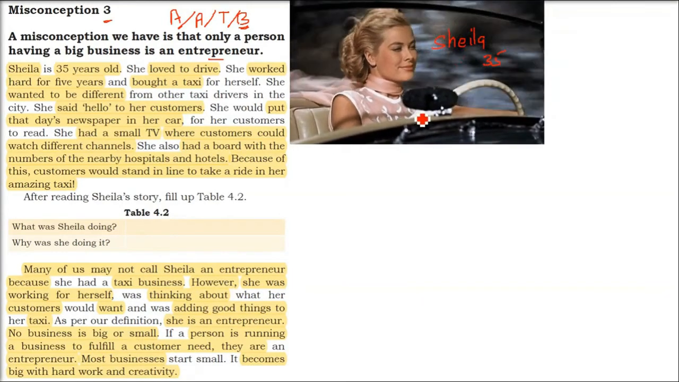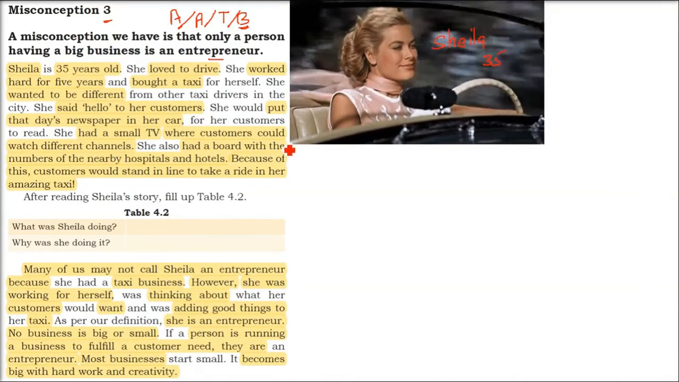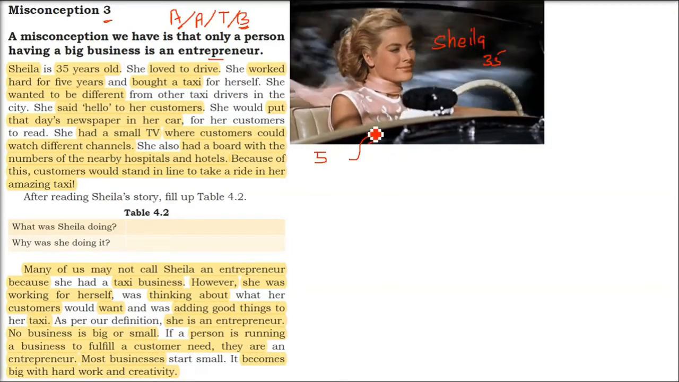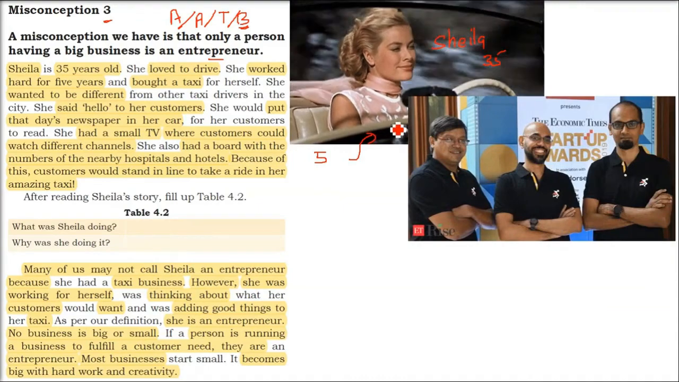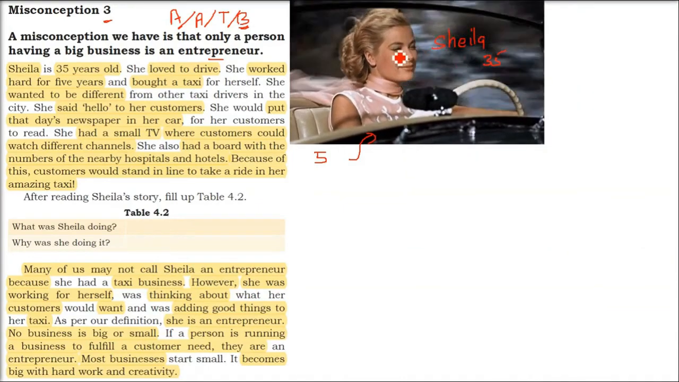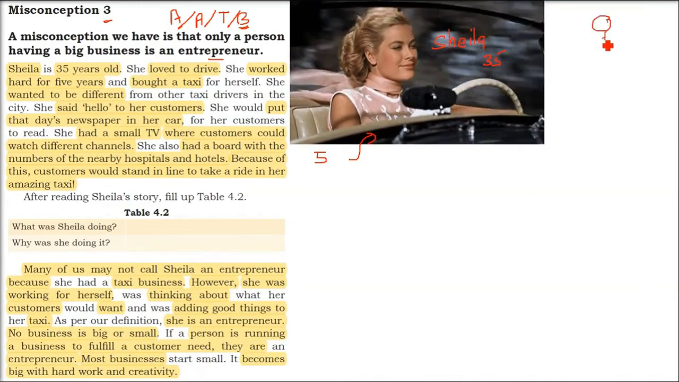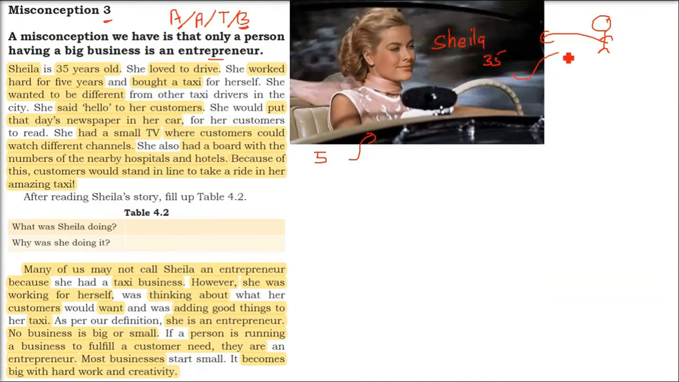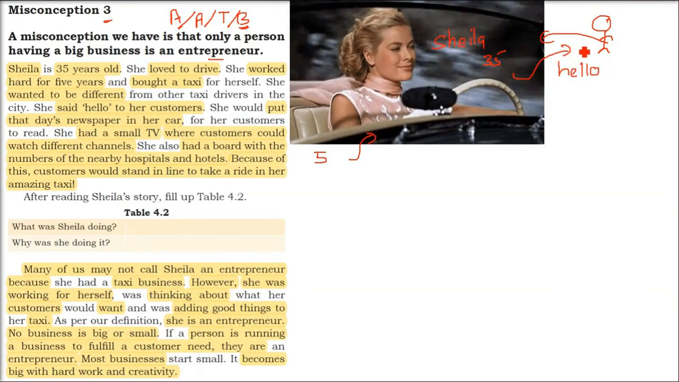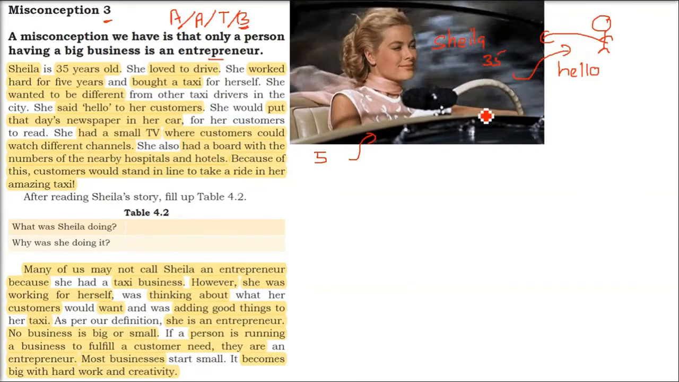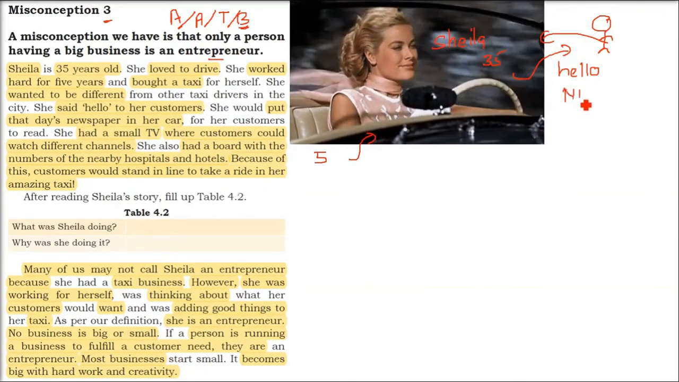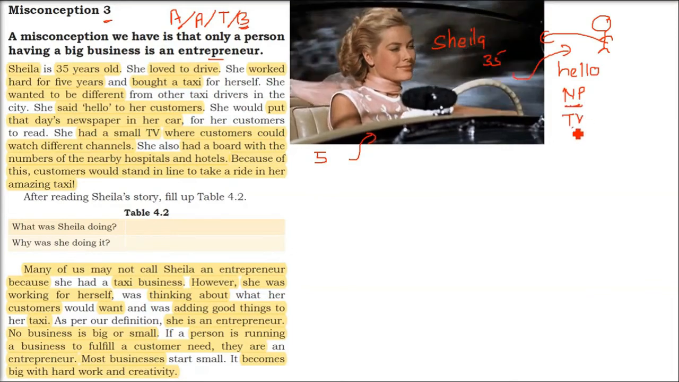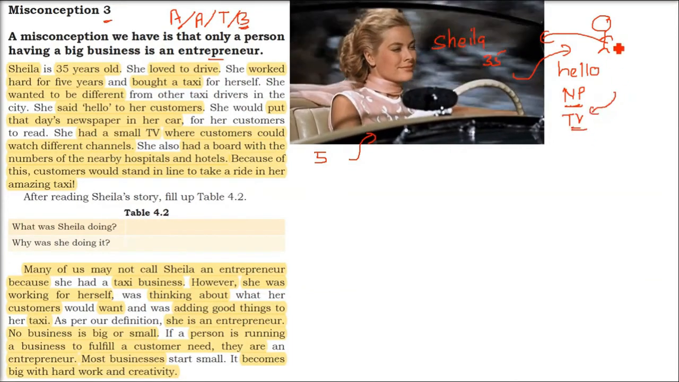She is Sheila. She is 35 years old. She loved to drive. She worked hard for 5 years and she bought a taxi for herself. Now she wanted to do something differently. So what did she do? She was a taxi driver, and whenever somebody came to her as a customer, she would be very kind, very gentle, and would say hello, greeting them with appropriate respect. Also, she would put that day's latest newspaper in her car, even a magazine she might have put. And she also installed a small TV for the customer.